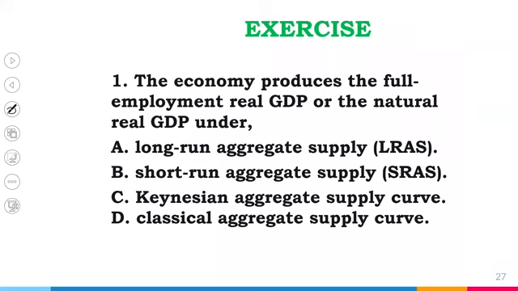Let me give you exercises, students. The first question is, the economy produces the full employment real GDP or the natural real GDP under A. long run aggregate supply, B. short run aggregate supply, C. Keynesian aggregate supply curve, D. classical aggregate supply curve.